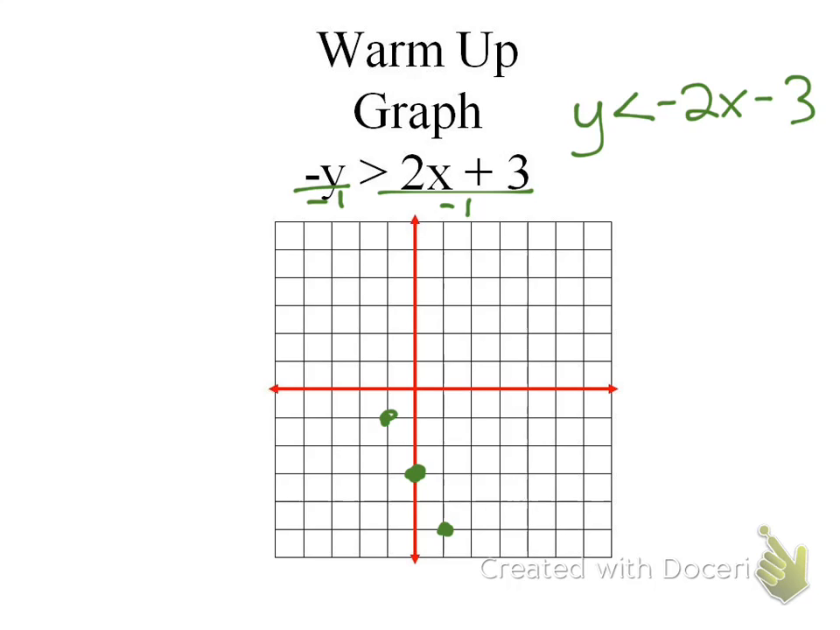Is this going to be a solid line or a dotted line? Dotted. Why? Yeah, it's not "or equal to." So just kind of draw an open line. Again, we're looking at this symbol to determine that.